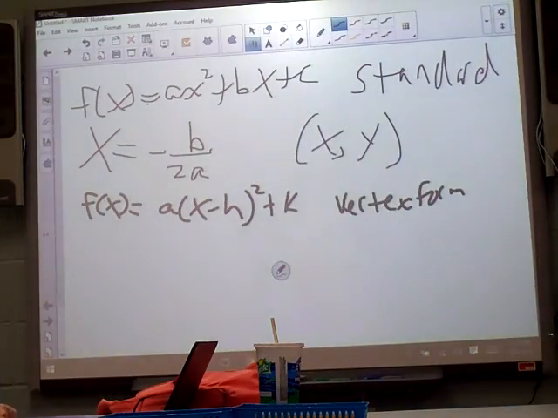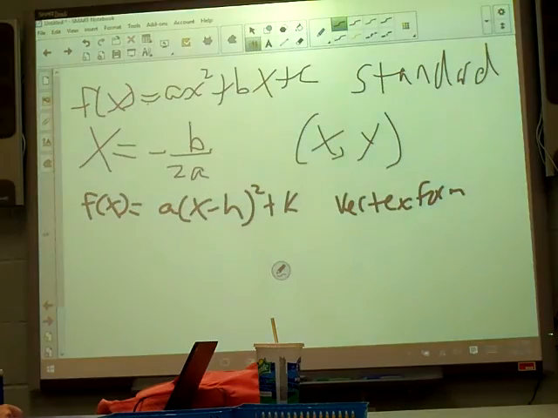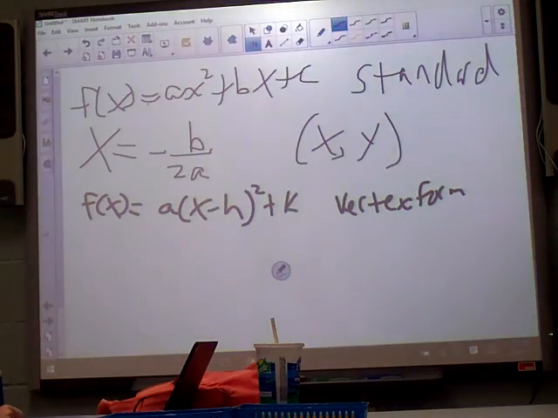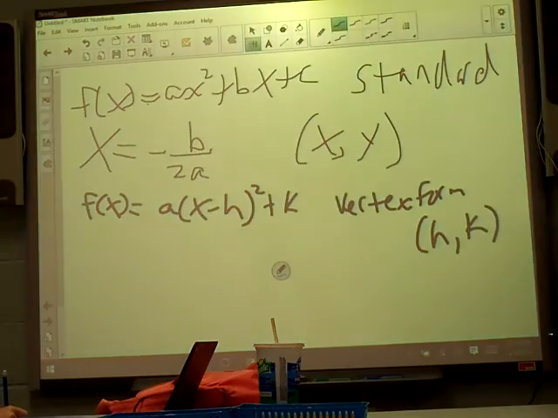Vertex form, we've got f of x equals a times x minus h squared plus k. And it's called vertex form for the very reason that it tells you what the vertex is. Anytime it's written in vertex form, it's like a flashing neon sign. Here's your vertex, here's your vertex, here's your vertex. You get the vertex from your h and your k.